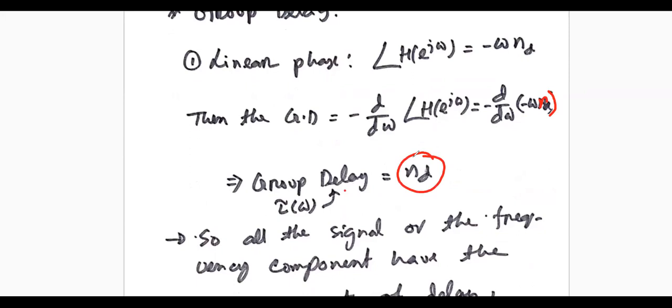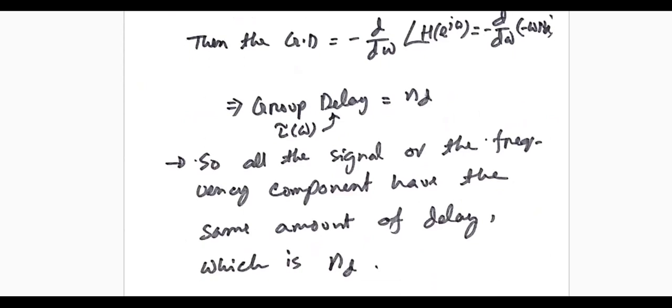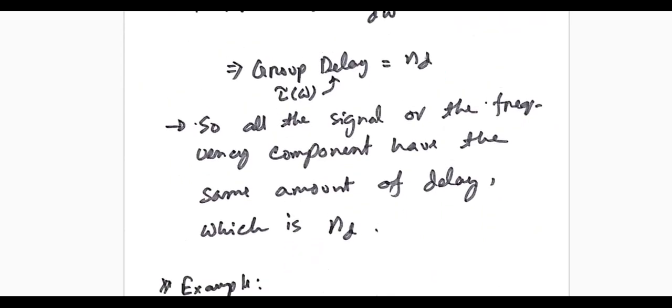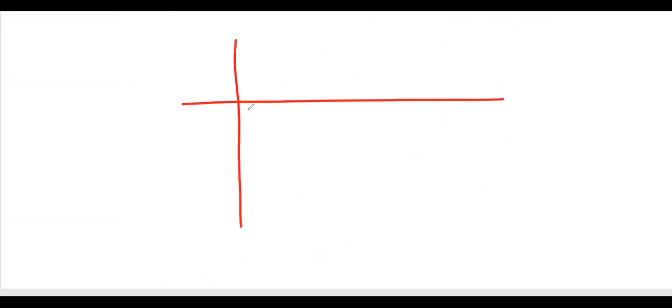Here, what is nd? This is the sample number, a constant number. So you need to make a delay of this number of samples to reconstruct your full signal. We need to understand it properly. All the signals or frequency components have the same amount of delay, which is known as the group delay. For example, let's say I have the group delay like this.